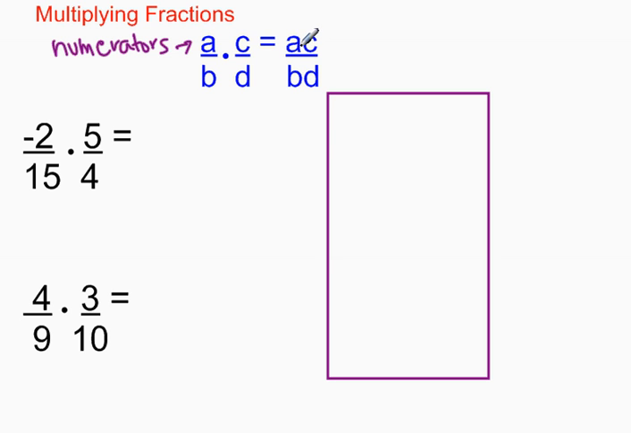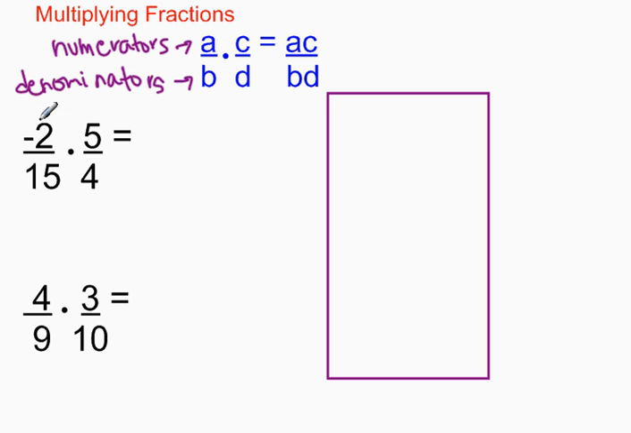Remember, in algebra, we're not going to use the little dot symbol very often or the X symbol for multiplication. We just kind of write things right next to each other. We're going to do the same thing with the denominators, which in this problem are B and D. We're going to multiply those straight across as well. B times D could be written as BD.